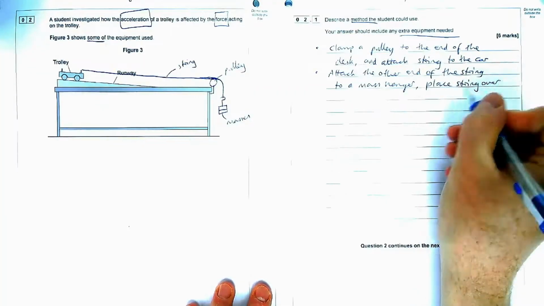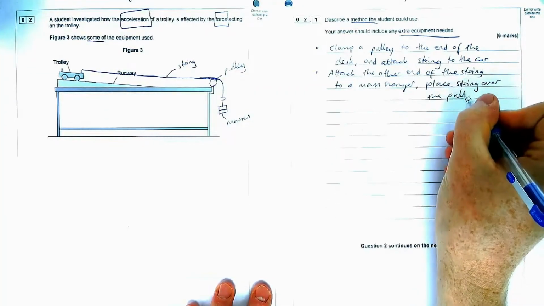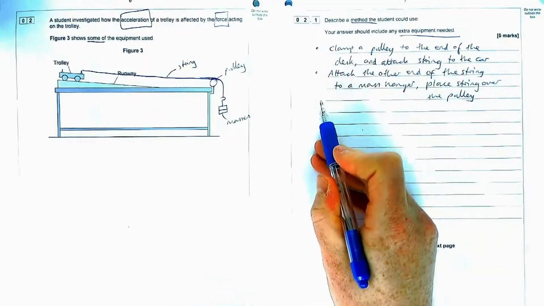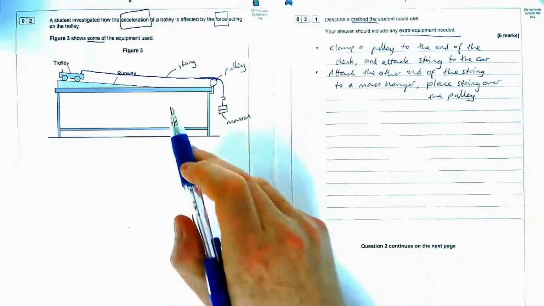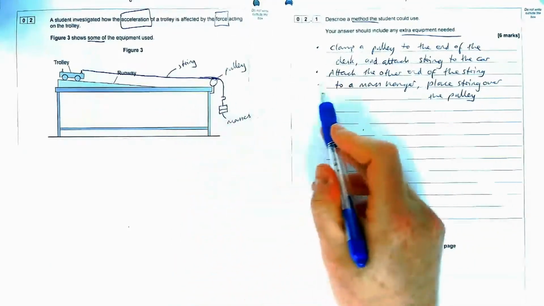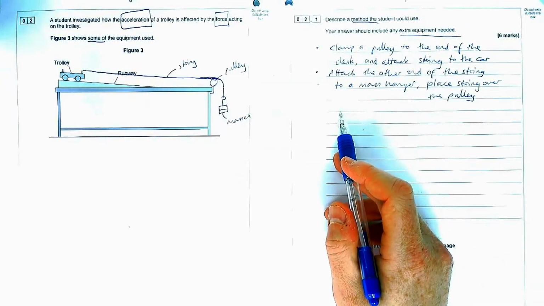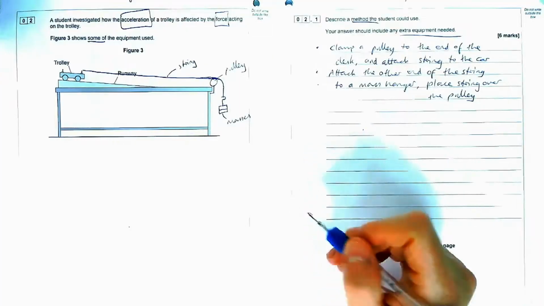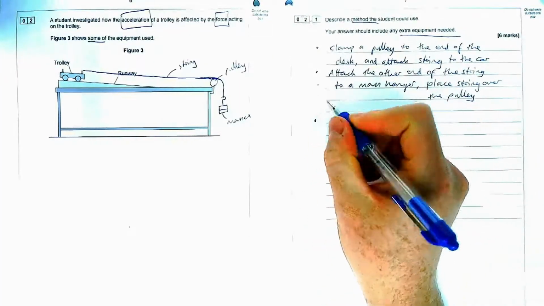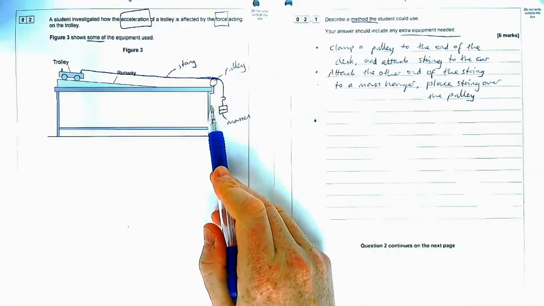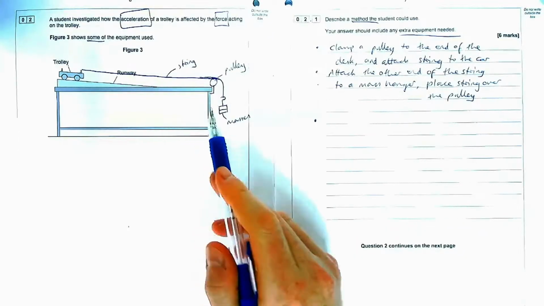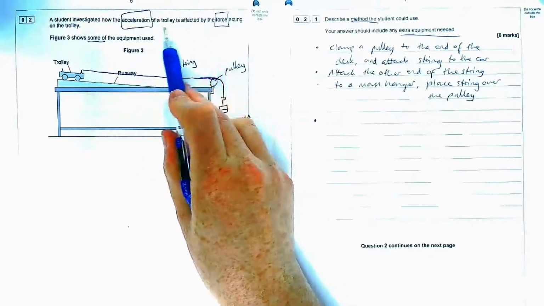So this is an example of a required practical method, which won't be exactly what you've written down in your books. However, they've given us an incomplete diagram, so we get extra marks for saying things like that, for filling in the missing pieces. So now we're going to talk about how to measure the acceleration, and then changing the force. So we'll do that second.